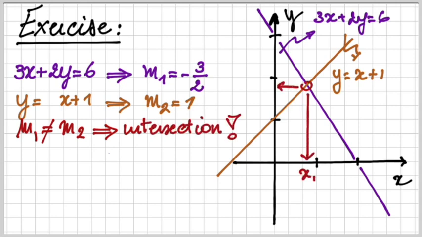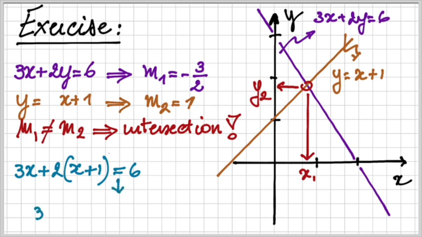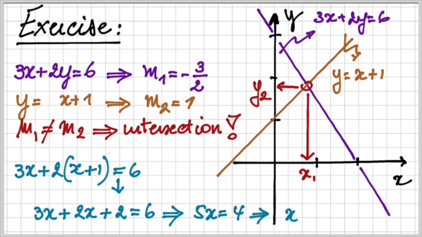Now, first of all, we want to find that intersection point. I refer to it as x1 and y1. Anyway, we find 3x plus 2 and we replace the value of y in this expression. So y is x plus 1 and it's equal to 6. We multiply and we find 3x plus 2x plus 2 is equal to 6. And based on this, we can say that 5x is equal to 4. And finally, x is equal to 4/5.